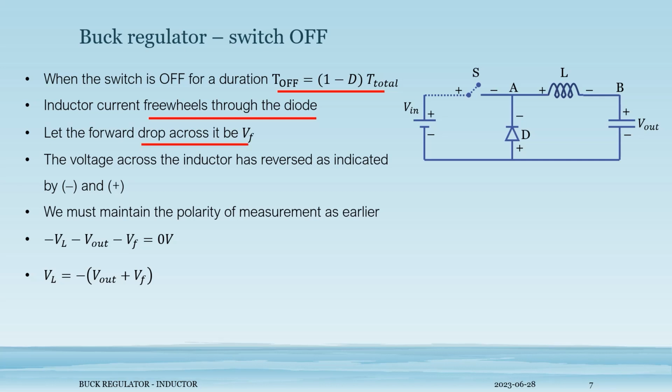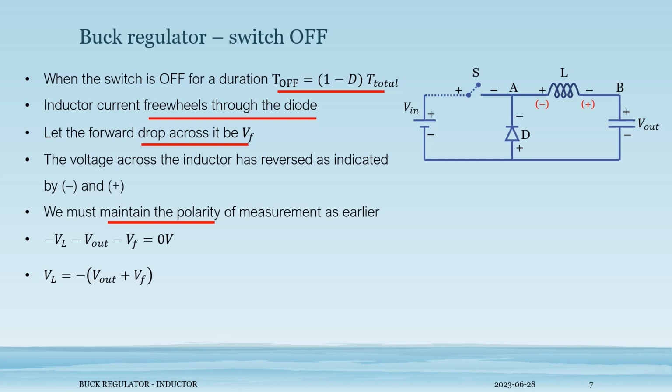Let it be Vf. We know that an inductor always tries to maintain the same direction of the current flow in it. In the circuit too, the inductor tries to maintain the flow of current in the same direction as it was flowing just before turning off the switch. To achieve this, the voltage polarity across the inductor reverses. However, for measurement, we must maintain the same polarity as earlier.